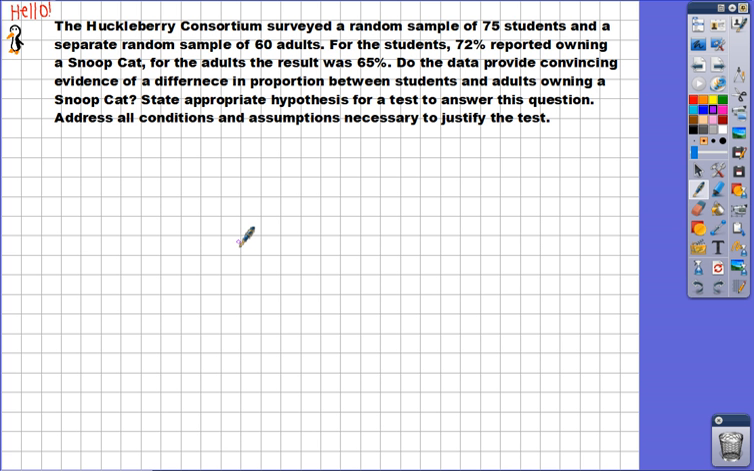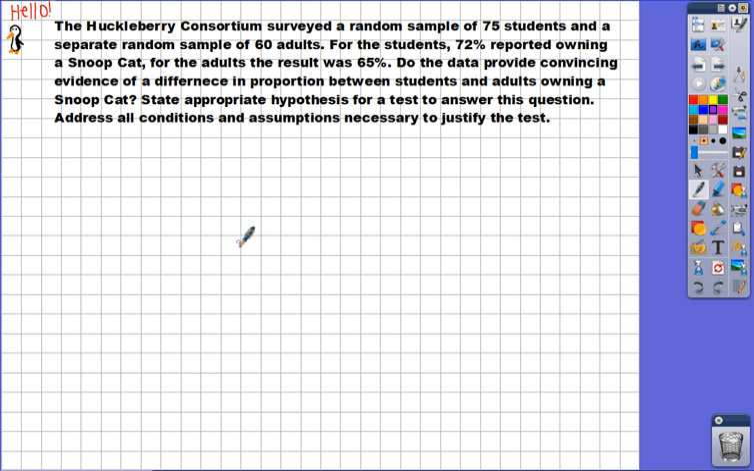Today what we're going to do is compare two proportions. Here's our scenario. The Huckleberry Consortium surveyed a random sample of 75 students and a separate random sample of 60 adults. For the students, 72% reported owning a Snoop cat. For the adults, the result was 65%. Do the data provide convincing evidence of a difference in proportion between students and adults owning a Snoop cat? State appropriate hypotheses for a test to answer this question. Address all conditions and assumptions necessary to justify the test.